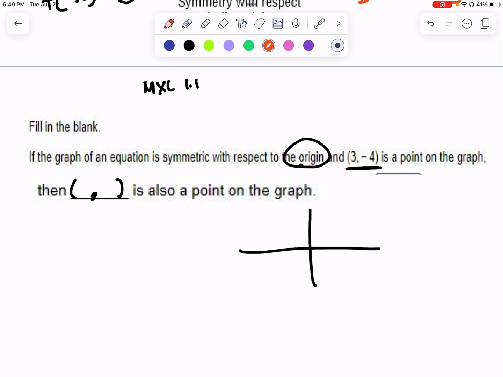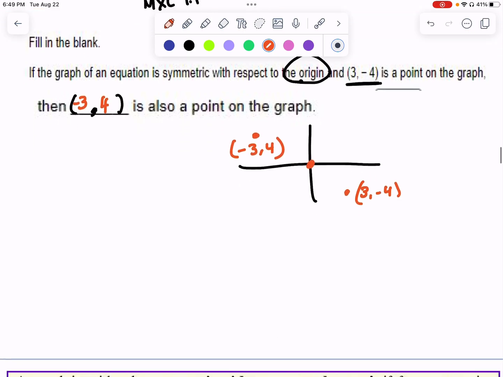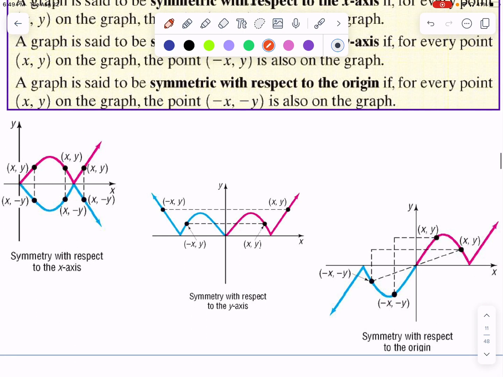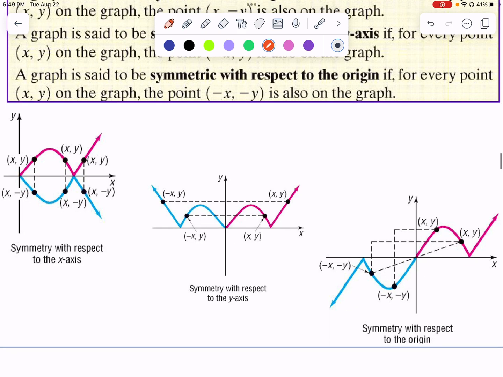If you visualize 3 comma negative 4, that has to be a point here in the fourth quadrant. If this is symmetric with respect to the origin, then there has to be a reflection of that point in the second quadrant. And in the second quadrant, x is negative and y is positive. So if you plug that in, it should work. Hope that makes sense so far. I am going to move on. This slide provides you all three of them at the same time.